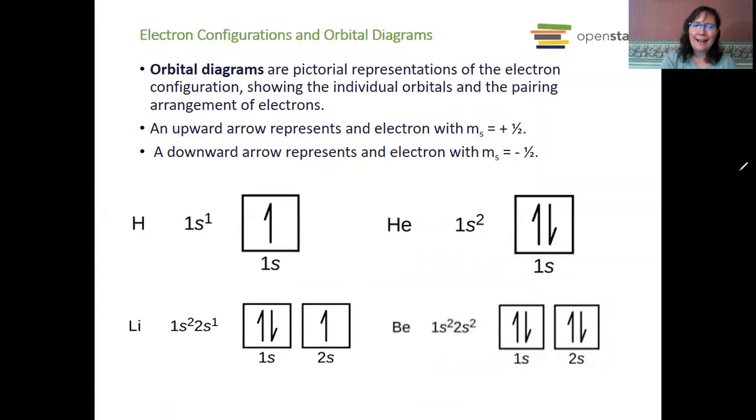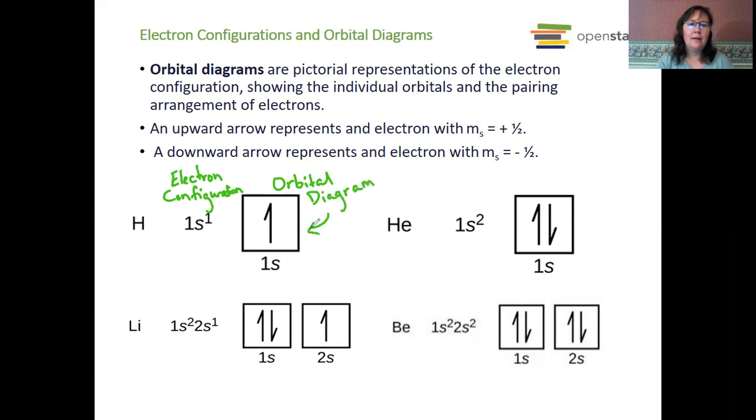Okay, so now let's take a look at electron configurations and orbital diagrams. So when we're looking at this, this right here is the electron configuration. And this, the arrows, this is the orbital diagram. And remember, I said that we'd be looking at them. So remember, hydrogen then is 1s1.